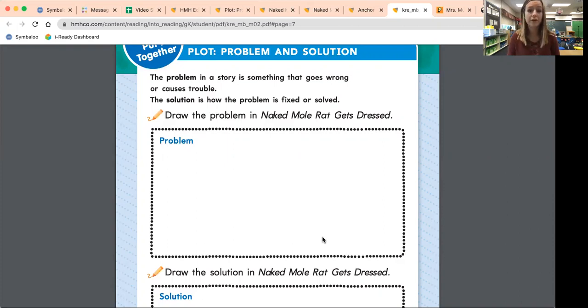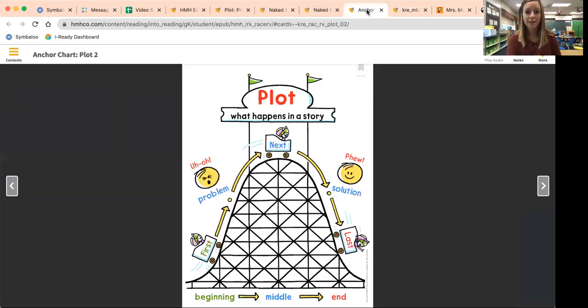Now it's your turn. I need to see that you can draw a picture of what the problem is. If I was going to draw it, I might draw a picture of Wilbur wearing clothes and the other mole rats not wearing clothes. I can't wait to see what your picture looks like. Go ahead and pause the video until you're done. When you're done drawing the problem, you can press play.